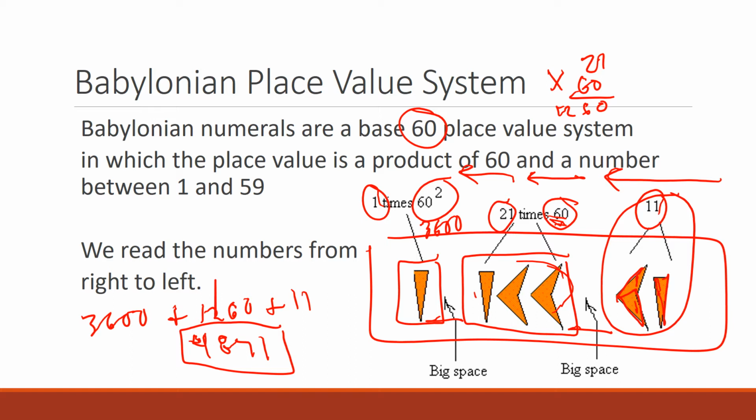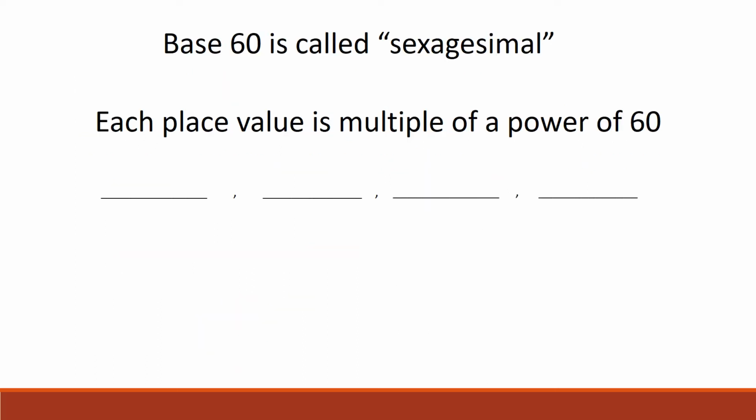Now that's just the introduction to the concept. Let's do some more concrete examples. Base 60 is also called sexagesimal. Each place value is a multiple of a power of 60. We can only use the symbols 1 through 59. So suppose this is a 12 and a 32 and a 41 and a 57, using the symbols 1 through 59.